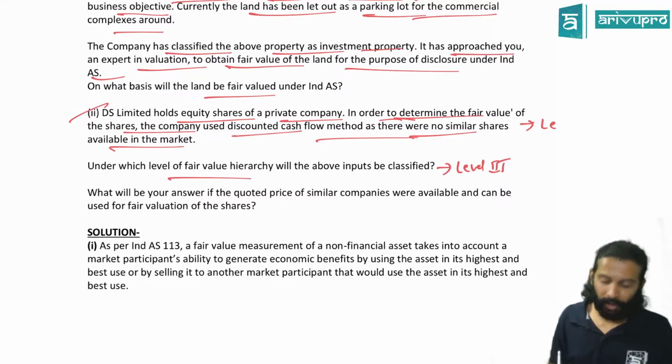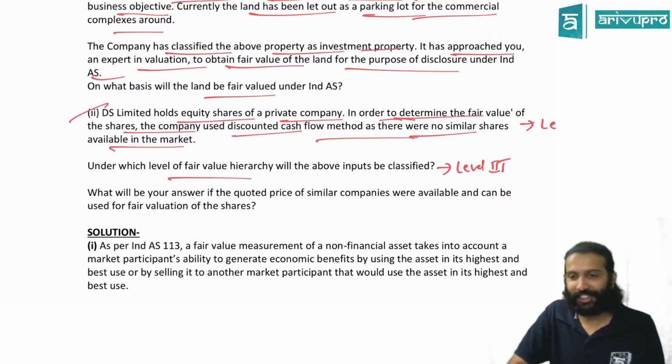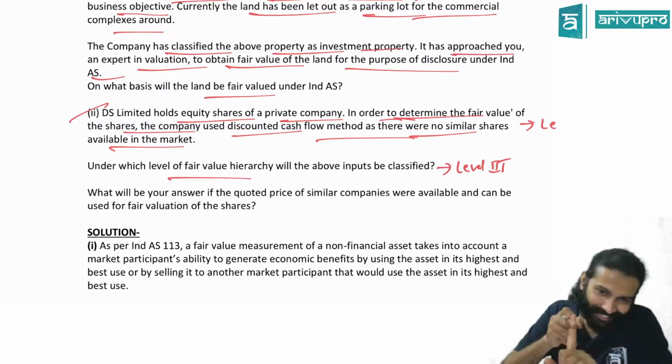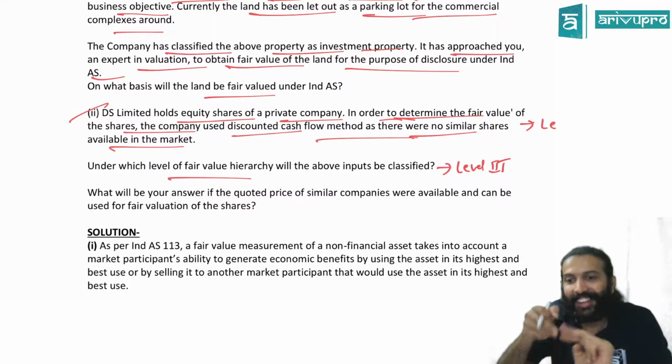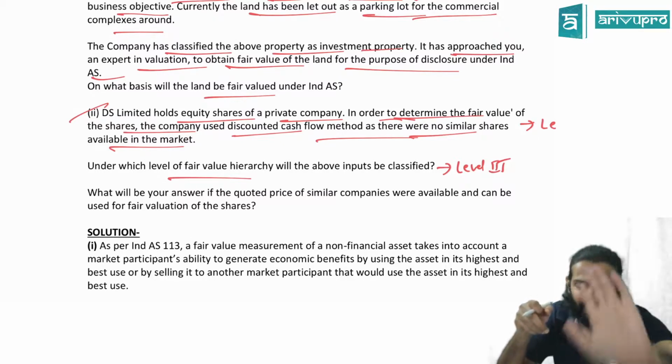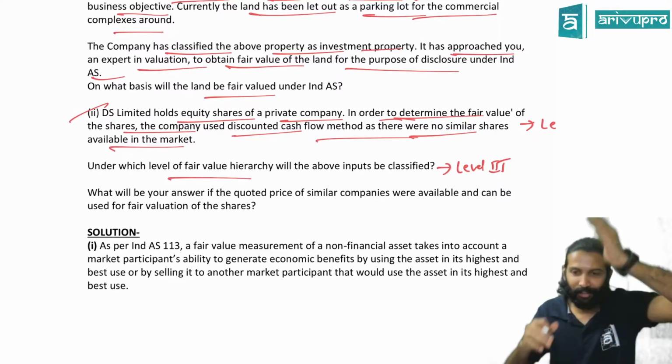First answer. But you can't write Level 3 and leave it. It is a 6 mark question in the audit. What you have to write? First, you have to write what is a Level 1 input. Then you have to write what is a Level 2 input. Then what is a Level 3 input. Then you have to say earnings is unobservable data. Hence, it is Level 3 inputs. Got it? Like that. Hence, I gave you the theory.